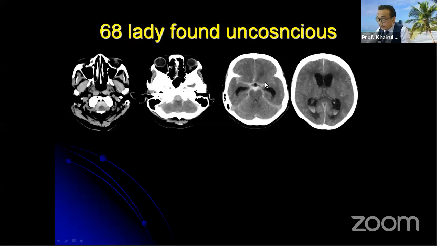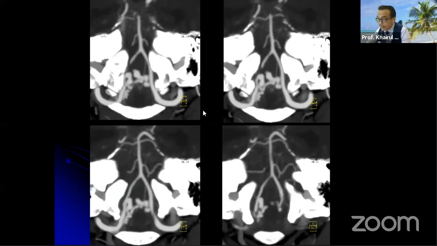This lady presented with acute scalp hemorrhage. When we did the angiogram, you can see this. Okay? This is a jugular foramen magnum dural fistula with feeders from the vertebral artery.